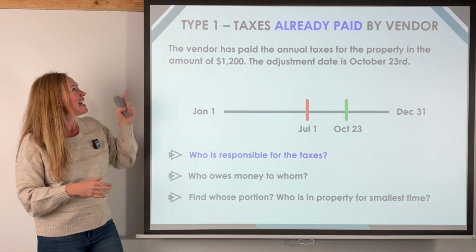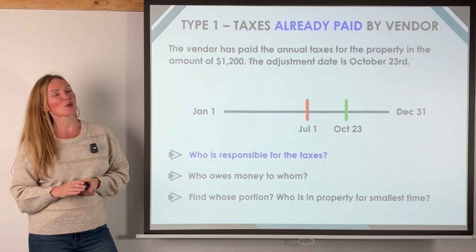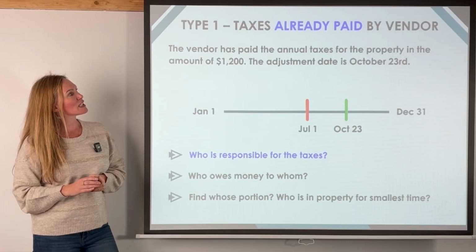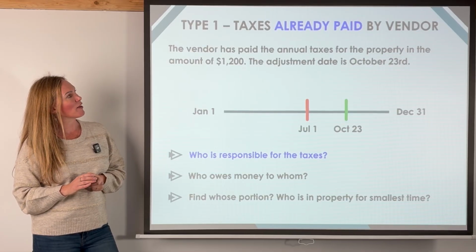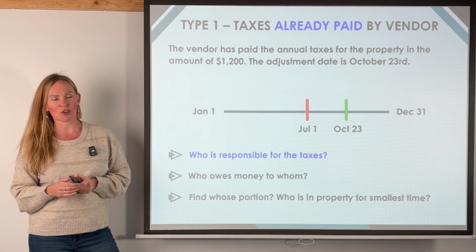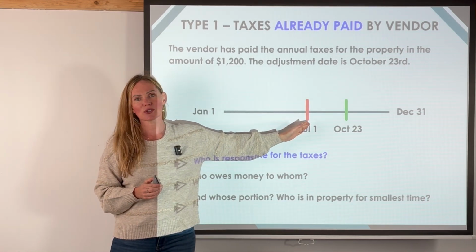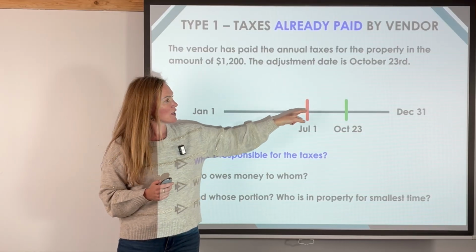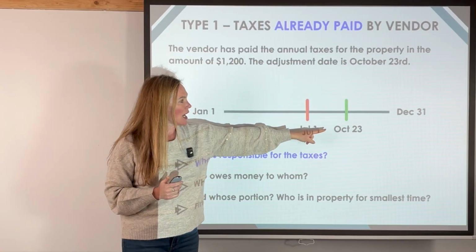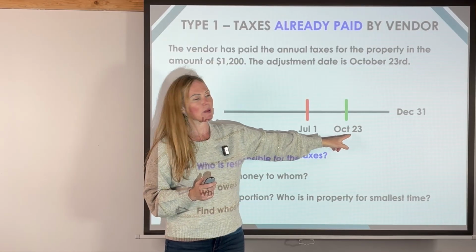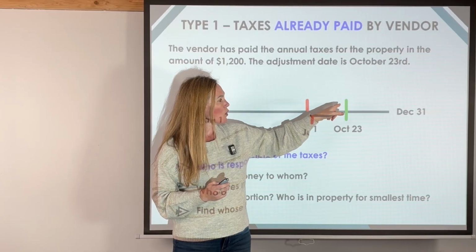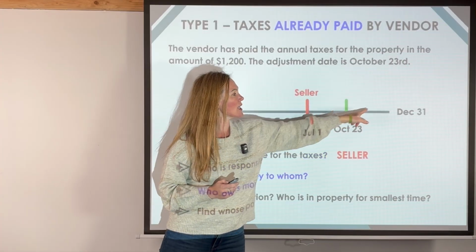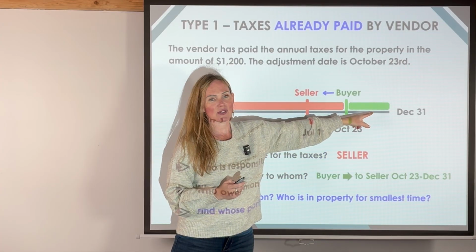Okay? So the first step of taxes is what's already been paid by the seller, by the vendor. So the vendor has paid the annual taxes for the property in the amount of $1,200. The adjustment date is October 23rd. So on July 1st, the seller was a good boy. He paid his taxes for the whole year. And then he sold the property, and the buyer's adjustment day will be October 23rd. So that means the buyer will be physically moving into this property from this date, and he's only going to have this portion of the dates. Do you see how that works?